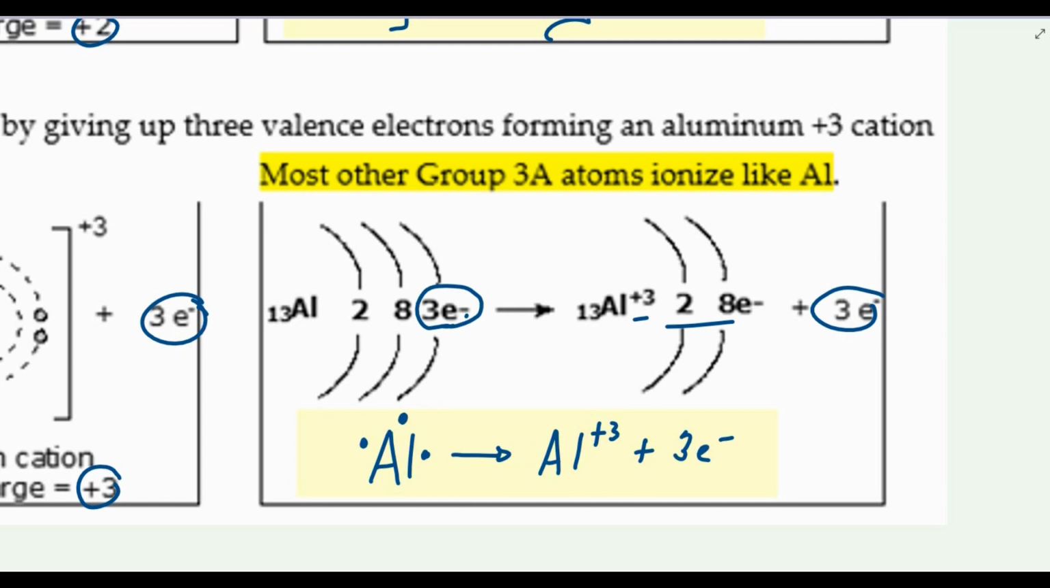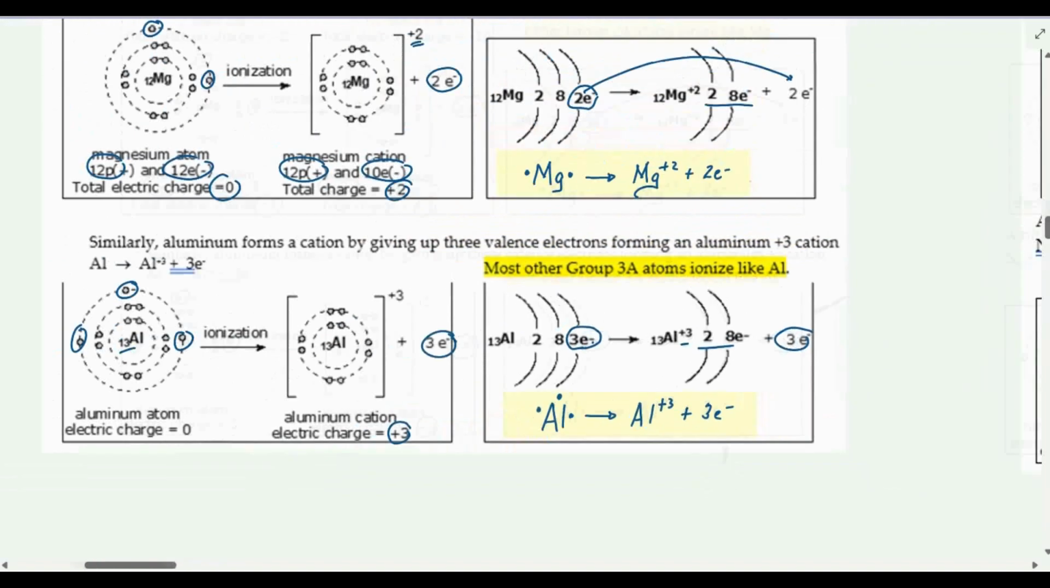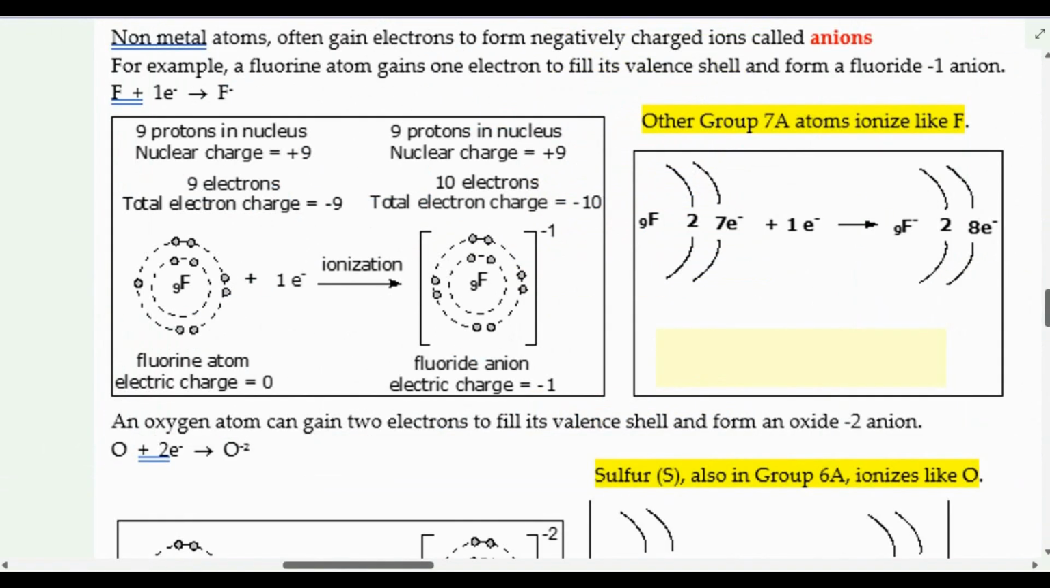Let's look at some nonmetals. Here's fluorine. It has 9 protons and 9 electrons. There are 7 electrons in the valence shell. It would like to have 1 more. It's a nonmetal. Nonmetals want to fill up the valence shell. If it could take 1 more, it becomes isoelectronic with neon, and that's exactly what it does.